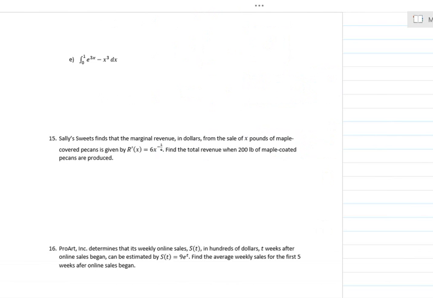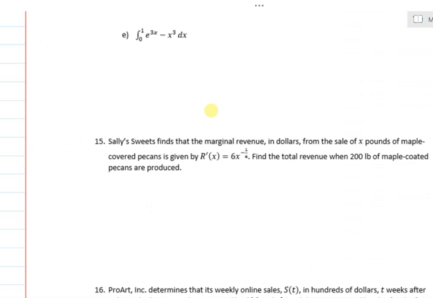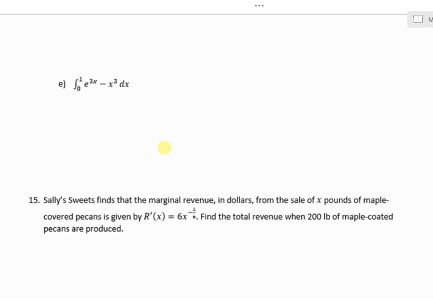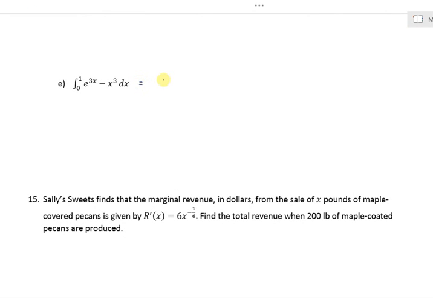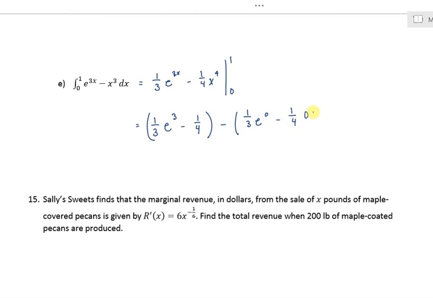Okay, next page. Last integral, e to the 3x minus x cubed from 0 to 1. So my antiderivative, e to the 3x times 1/3 minus 1/4 x to the 4th. From 0 to 1. So first we plug in the 1. We get 1/3 e cubed minus 1/4 times 1, which is 1, minus 1/3 e to the 0 minus 1/4 0 to the 4th.